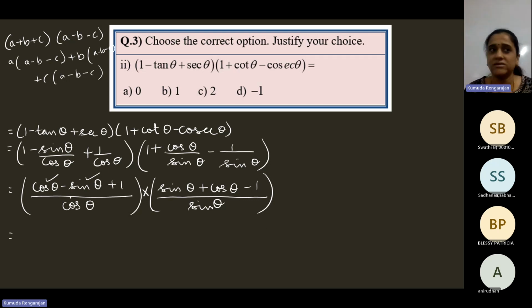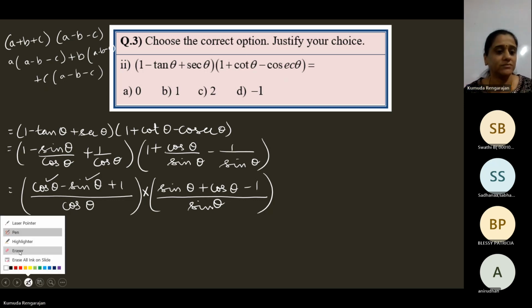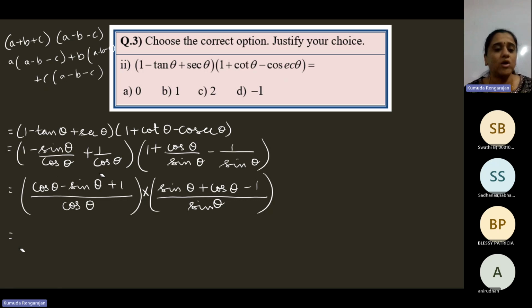Even if you don't use an identity, you will get the same answer. But the purpose of using an identity is to save time, and it's also easy to check the steps. When you use an identity, you have fewer terms also. When you look at the numerators, we have cos, sine, 1 and cos, sine, 1. Same thing we have.